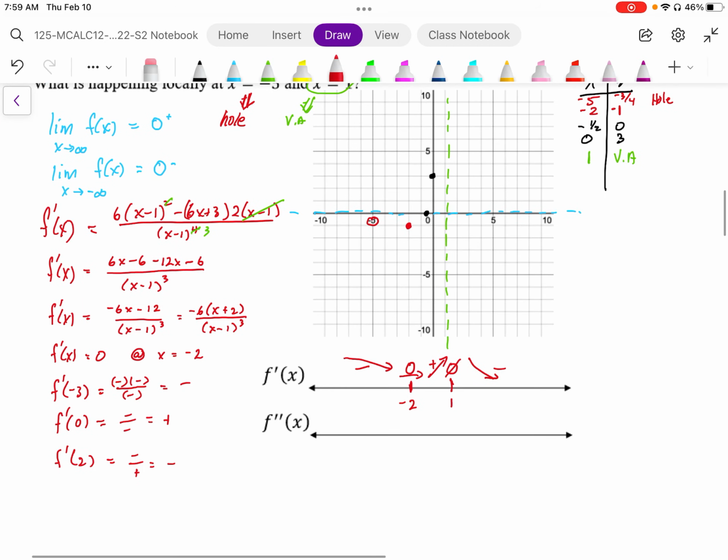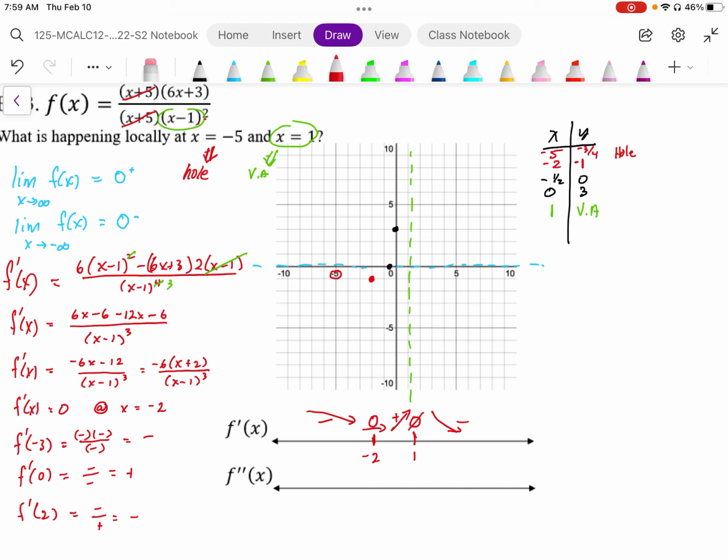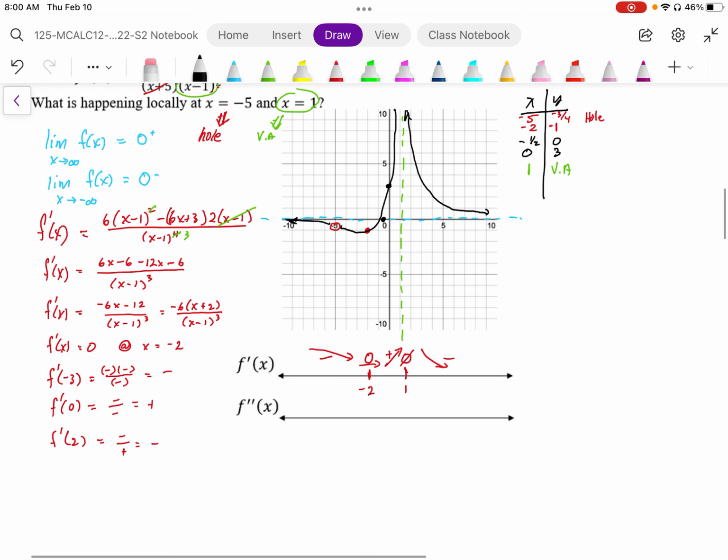I do want to also put my inflection point in here. Based on what I have so far, I know my graph should look like this. It should come down and follow the asymptotes. Okay, it's going to come down through the y-intercept, through the x-intercept, have a minimum, come back up, and follow the asymptote like that. So there's an inflection point somewhere in there as well. So we should find that inflection point.